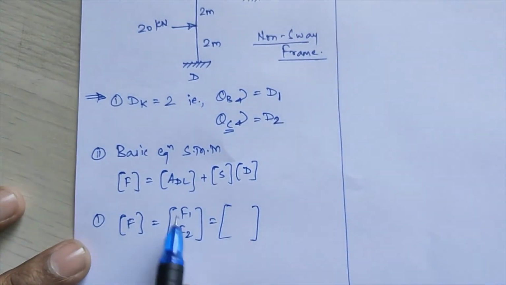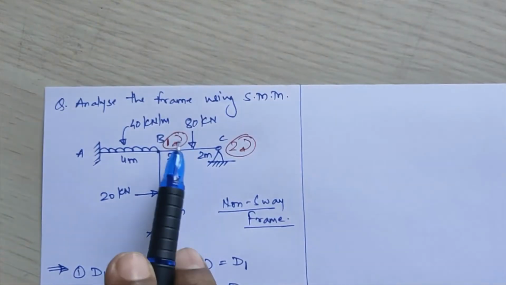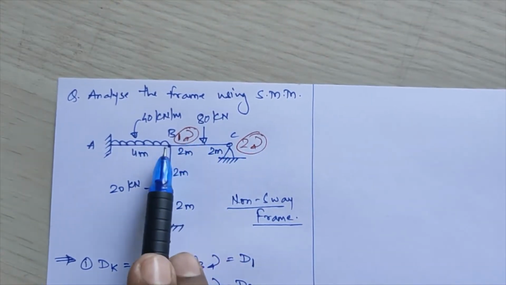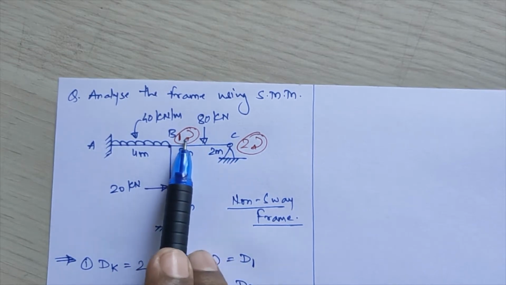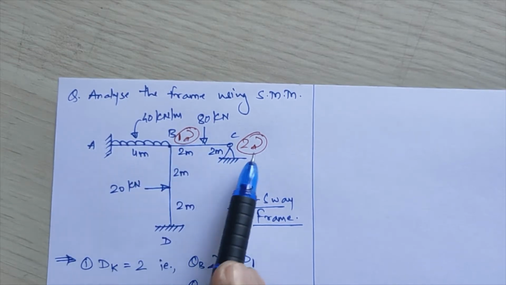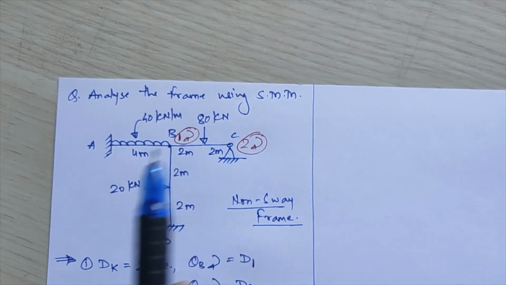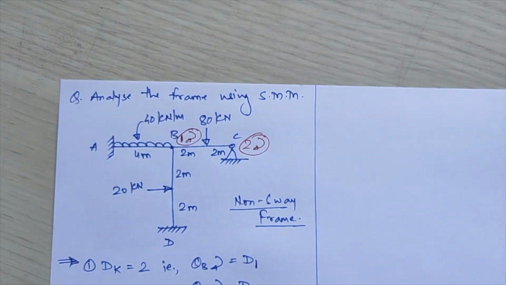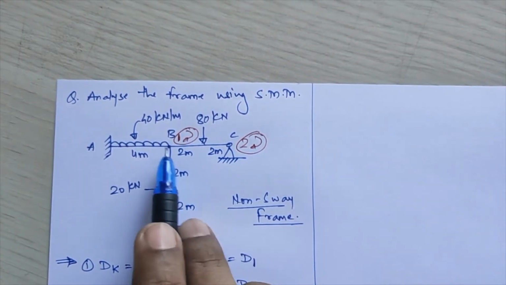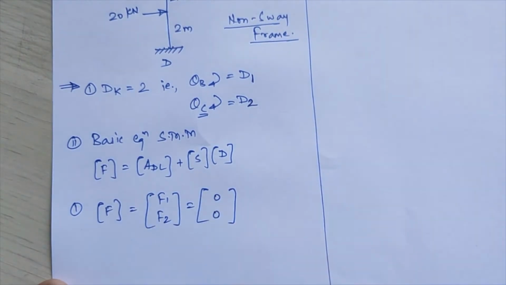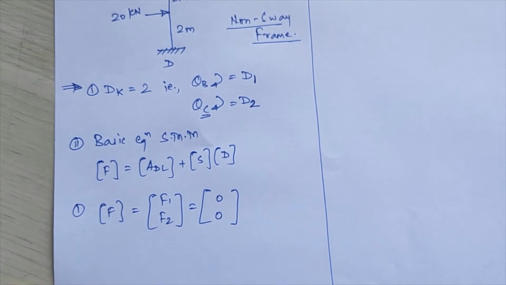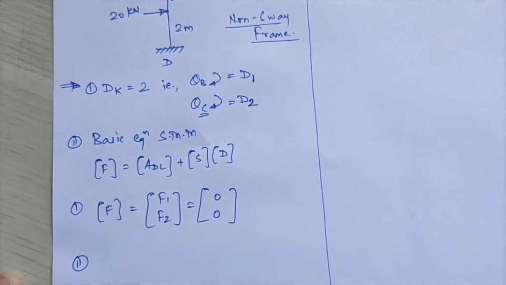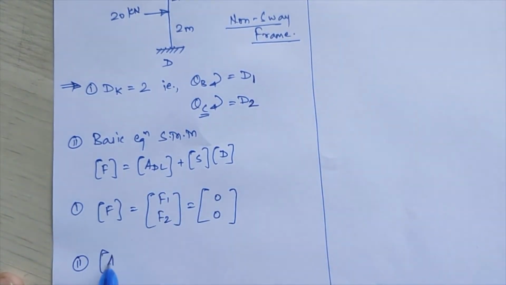Now we'll see whether any corresponding forces are given along these two selected redundant points. Are there any moments given at point B and point C? In the previous lecture I told you that if a rotation is there, you have to see whether the corresponding moment is acting, and if a displacement redundant is there, you have to see whether the corresponding force is acting. Here both are rotations, and at both points B and C no moment is given. So F1 and F2 will both be equal to 0. Now second, we have to calculate the ADL matrix.